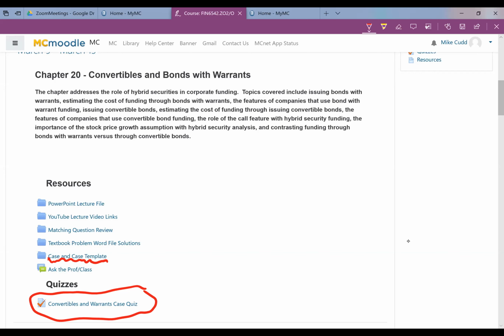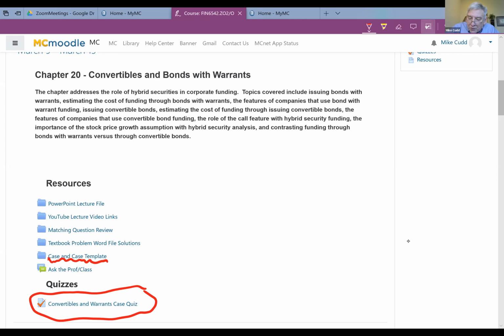So you can go through it and it shows you how to work the case. You don't have to work the case, but you need to understand it. We'll also give you an Excel template.